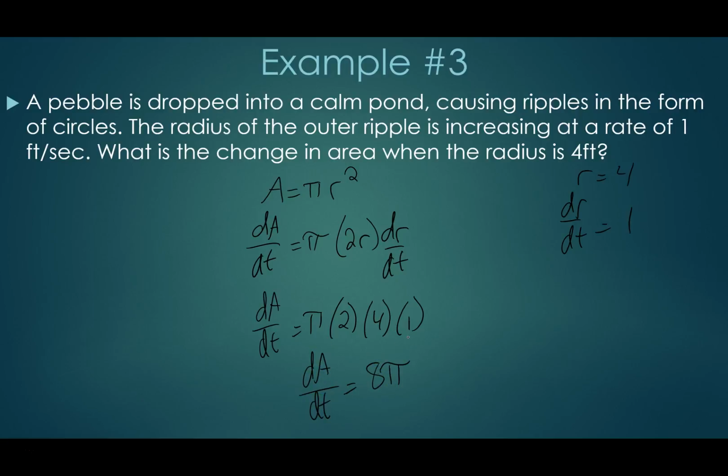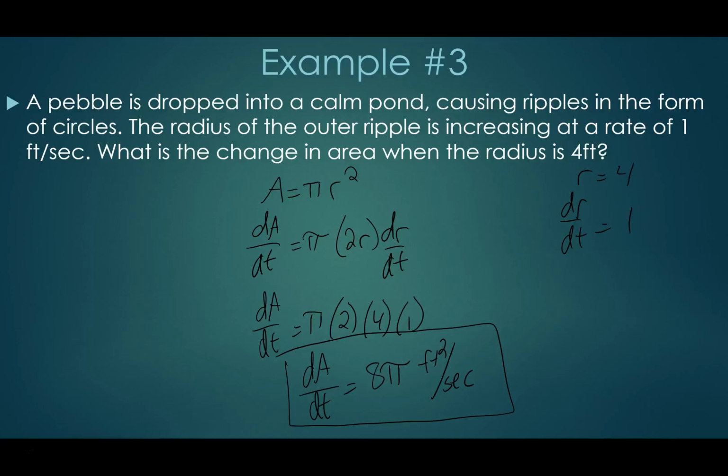8 pi. And because we're talking about areas or volumes or lengths, we need to have the proper units. If it's change in area, it's the units squared, so feet squared, per your time unit, which in this case is seconds. 8 pi feet squared per second. That would be the change in area for this particular problem.